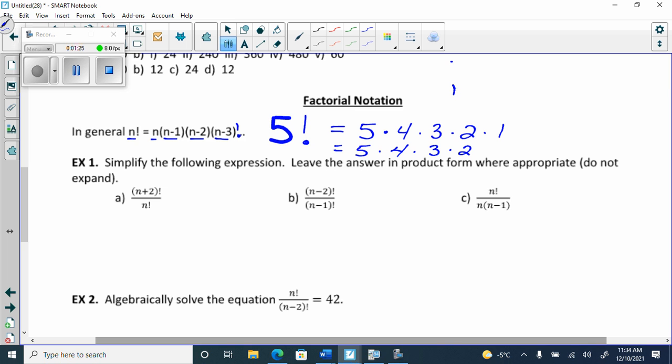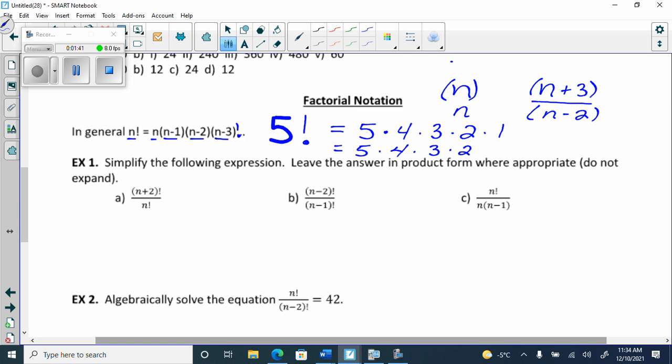N or n plus 3. Which one's bigger? Thank you. Because if n was 2, this would be 5. We agree? Okay, what's bigger? N or n minus 2? N's bigger.